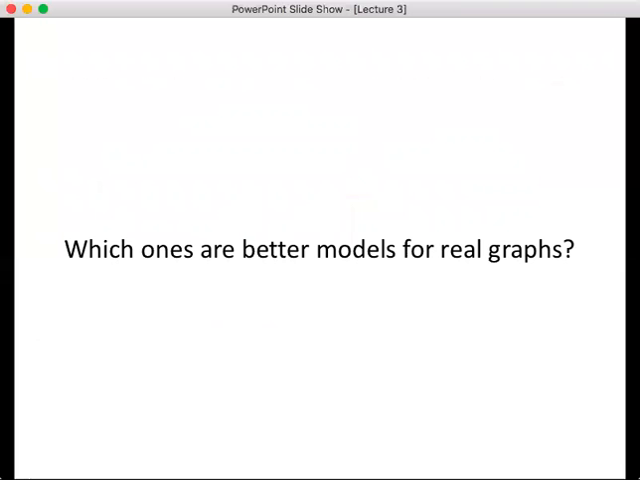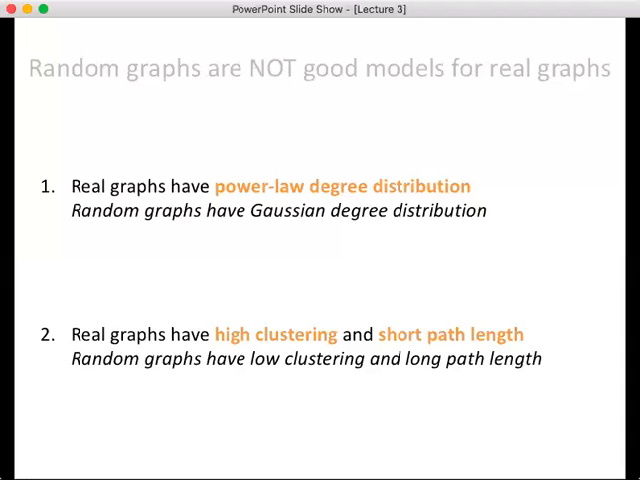Okay, so which ones are then better models than random graphs for real graphs? I'm sorry, didn't we say it was short path length for the random? I know, and I'm really sorry, but these slides are a mess. The point is this: random graphs have short path length, and so forget my slides. So random graphs have short path length and low clustering. Real graphs have high clustering and short path length. So path length is fine in random graphs, but the clustering is low, it's not high.